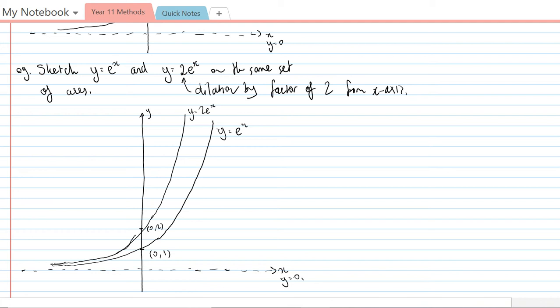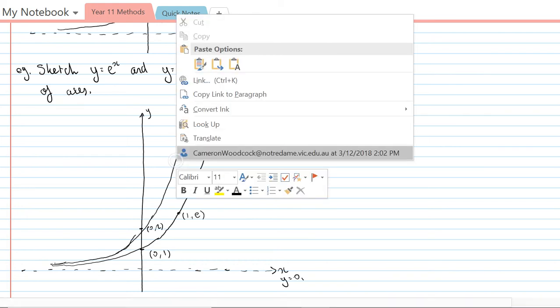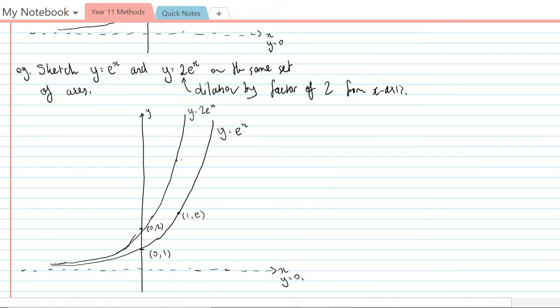I should label another point on there as well. So when x equals 1, for example, then y would be equal to e to the power of 1, which should be about here somewhere, 2.7. So I've got the point (1, e). And likewise, I should have the point here, which would be (1, 2e). So anyway, that's how we can graph those ones.